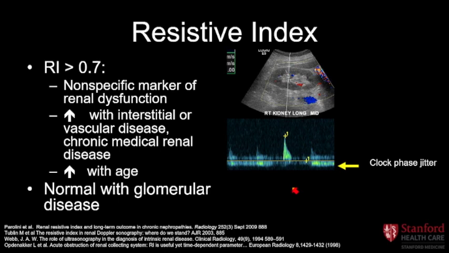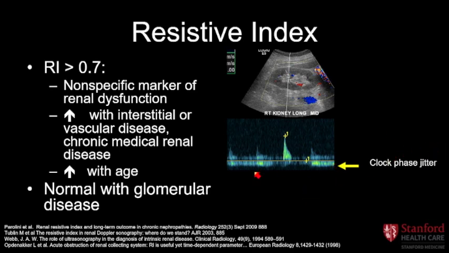You see it in all silicon electronics. It's very hard to get rid of. And that clock phase jitter can obscure the true diastolic flow. So if you use the clock phase jitter as your end diastole, you will actually underestimate your true resistive index. And that can lead to errors in interpretation.